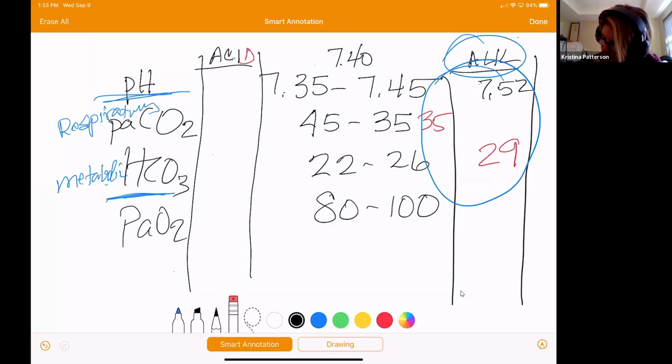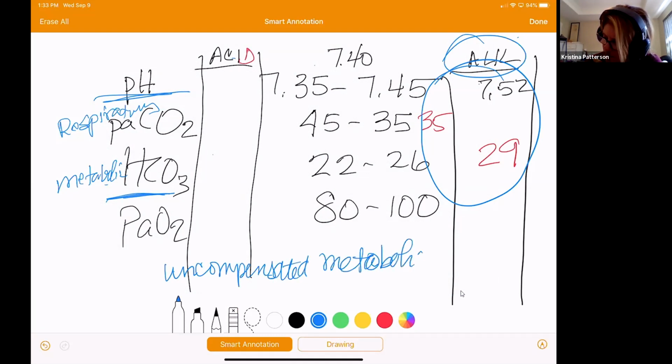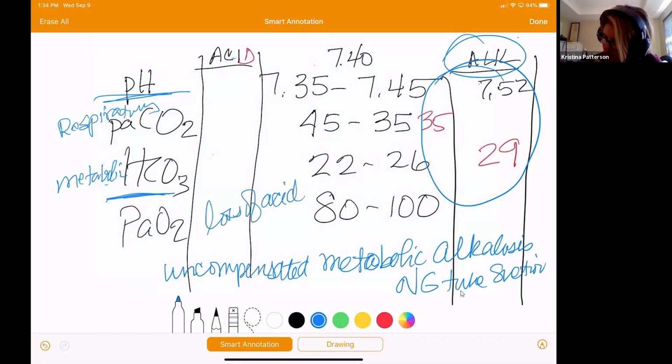That's how we say that, okay? Uncompensated metabolic alkalosis. So that's from NG tube suction. Okay, loss of acid. Loss of acid. Think about the stomach. Has stomach acid. Okay, perfect. I think we're almost done, so hang in there.